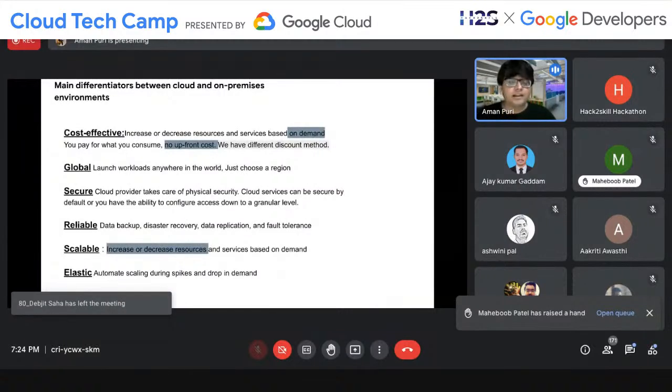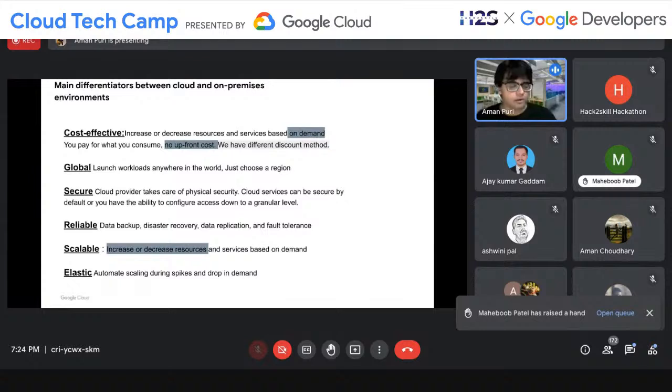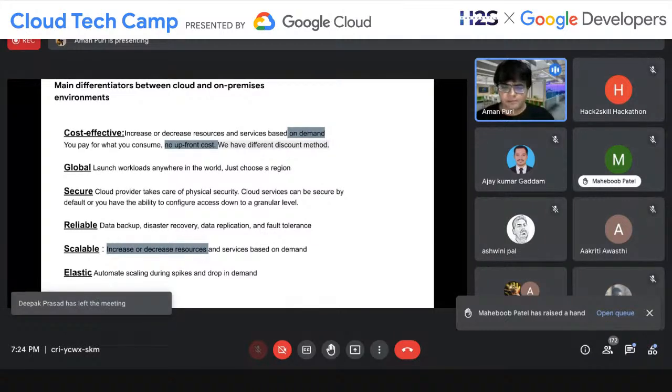Now, what is the main differentiator of Google Cloud, or let's just say even cloud, compared to on-premises environments? When I discussed Capex and Opex and the different types of cloud solutions, I think you already got some visibility into why cloud is much better compared to an on-premises environment, or why cloud has a better differentiator in this case. But there are other points as well.